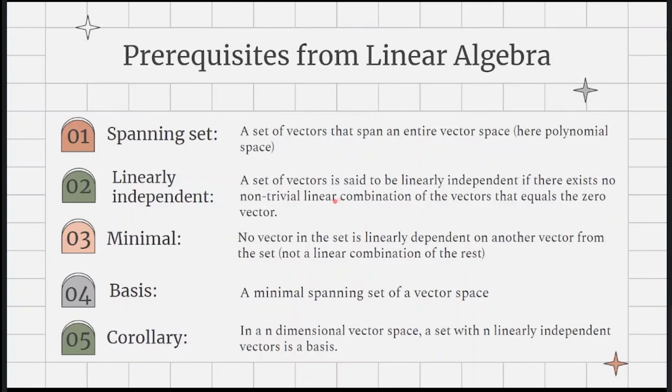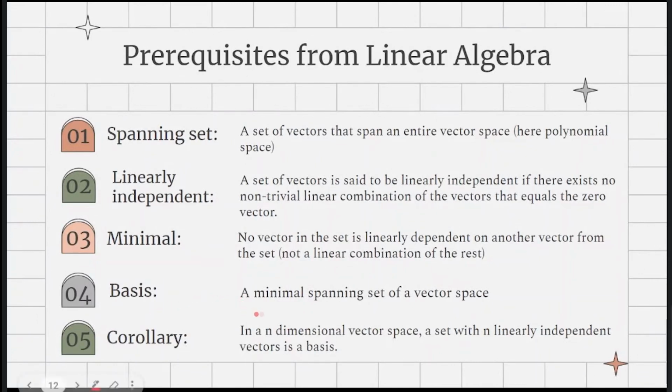Linearly independent vectors: a set of vectors is said to be linearly independent if there exists no non-trivial linear combination of the vectors that equals the zero vector, which means all the scalars used in the linear combination of these vectors must be 0. Only then will the linear combination evaluate to the zero vector. A minimal set is a set in which no vector is linearly dependent on another vector from the set. So it should not be a linear combination of the rest of the vectors. That is known as a minimal set.